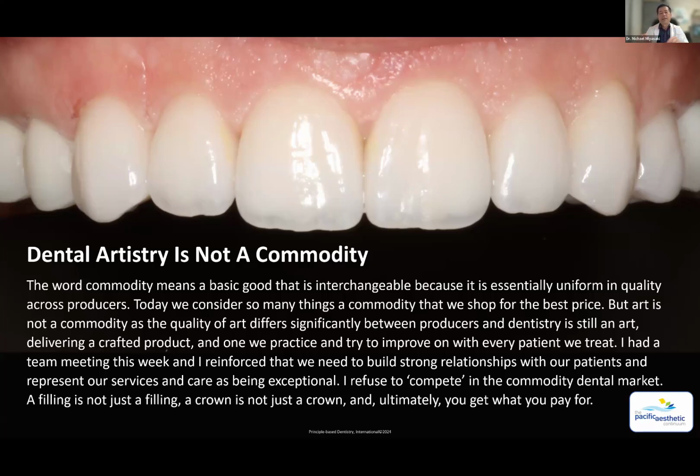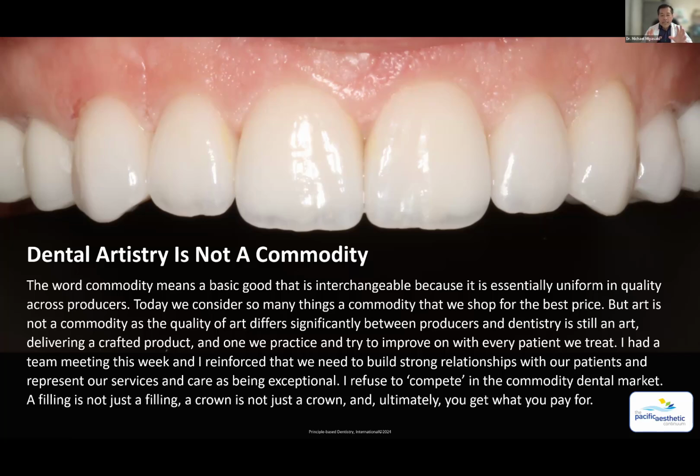If I can get the same product at a lesser price, then that's probably what I'm going to order. And so today we consider so many things a commodity that we shop for the best price. But to me, art's not a commodity, as the quality of the art differs from producer to producer. And to me, dentistry still allows us to deliver something that's artistic. It's a crafted product that the laboratory and I work to bring to the patient. It's one that we practice and try to improve on with every patient that we treat.